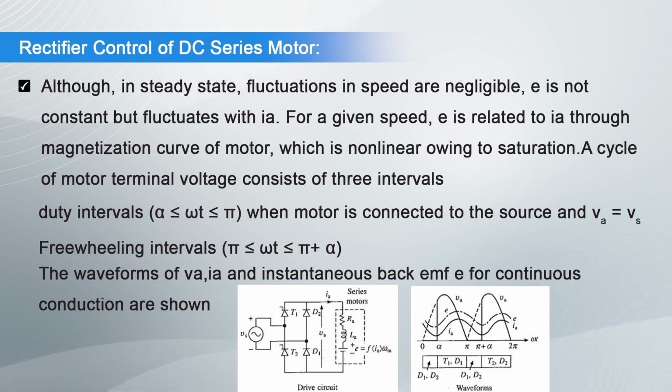A cycle of motor terminal voltage consists of 3 intervals. The first is when omega t is between alpha and pi, that is, when the motor is connected to the source and armature voltage is equal to supply voltage V s. The freewheeling interval is when armature current is 0 and omega t lies between pi to pi plus alpha.